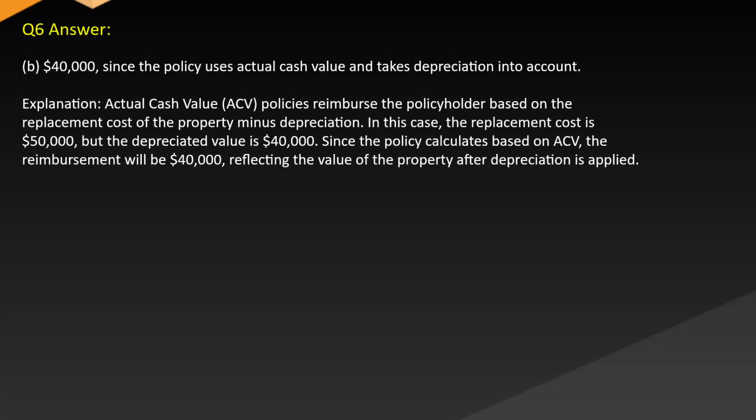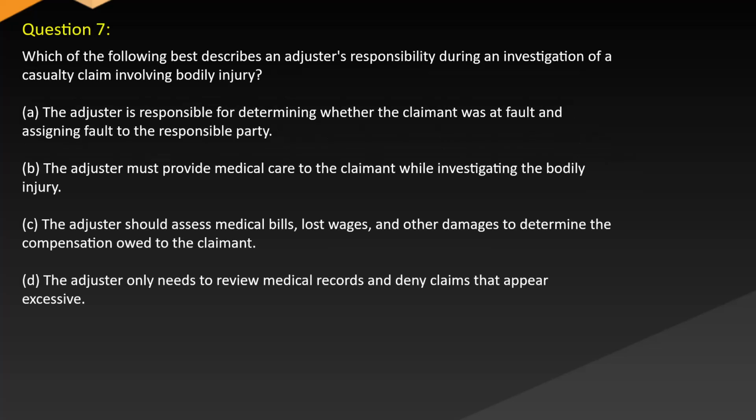Answer: B. $40,000, since the policy uses actual cash value and takes depreciation into account. Explanation: actual cash value (ACV) policies reimburse the policyholder based on the replacement cost of the property minus depreciation. In this case, the replacement cost is $50,000, but the depreciated value is $40,000. Since the policy calculates based on ACV, the reimbursement will be $40,000, reflecting the value of the property after depreciation is applied.